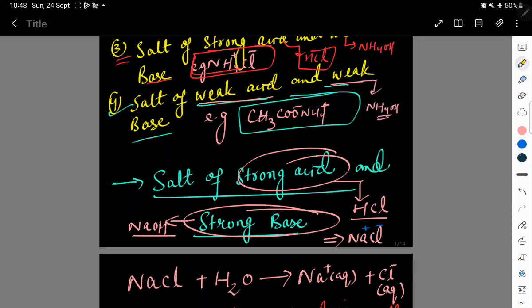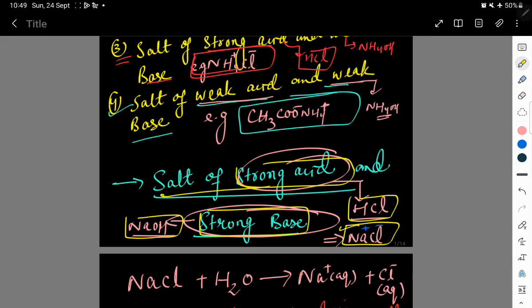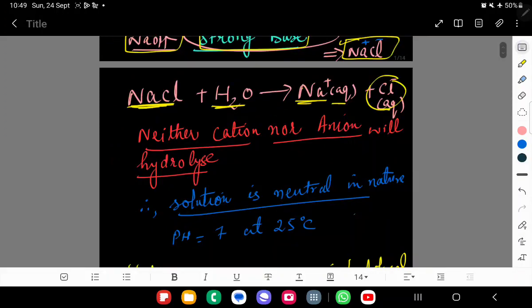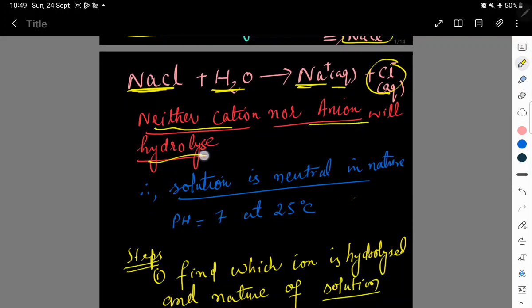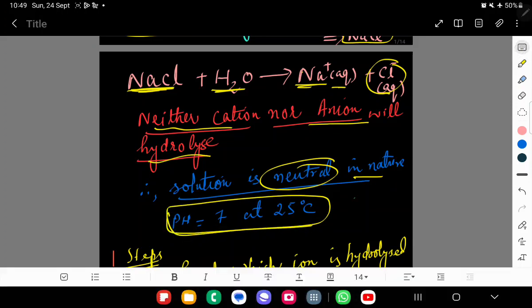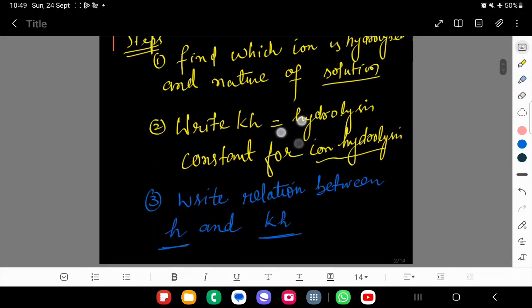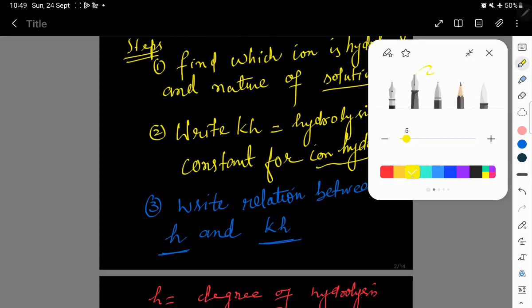Now let us go into the detail of these salts. First is salt of strong acid and strong base. Strong acid, for example HCl, strong base, for example NaOH, sodium hydroxide. From these components the salt sodium chloride can be prepared, and when hydrolysis of this salt takes place, we will get sodium positive ion in aqueous and chloride ion in aqueous state. Here neither cation nor anion will hydrolyze, so the solution is neutral in nature and pH will be 7 at 25 degrees Celsius.